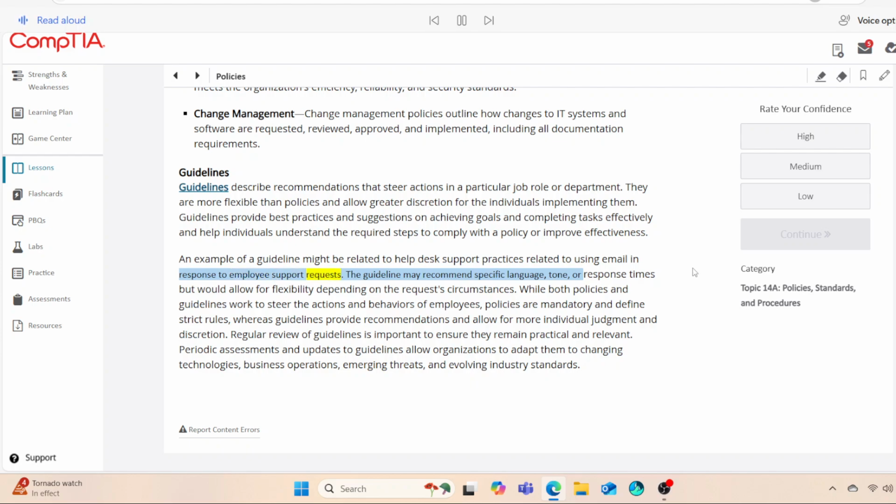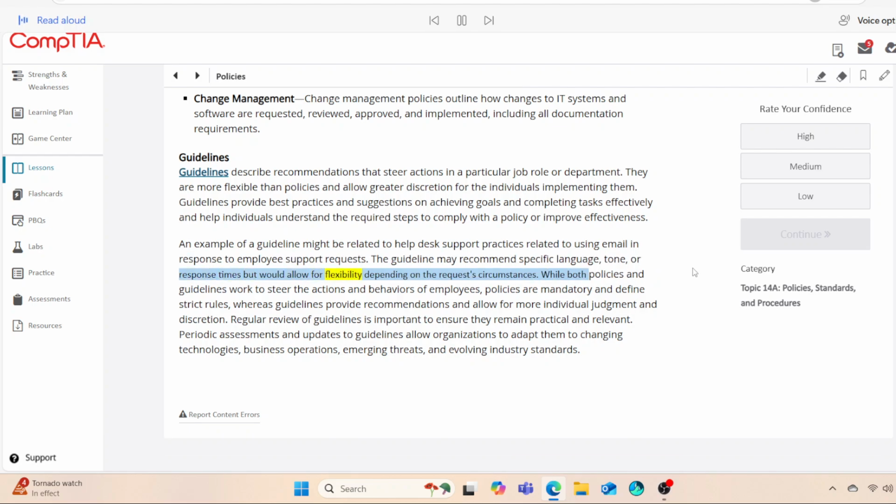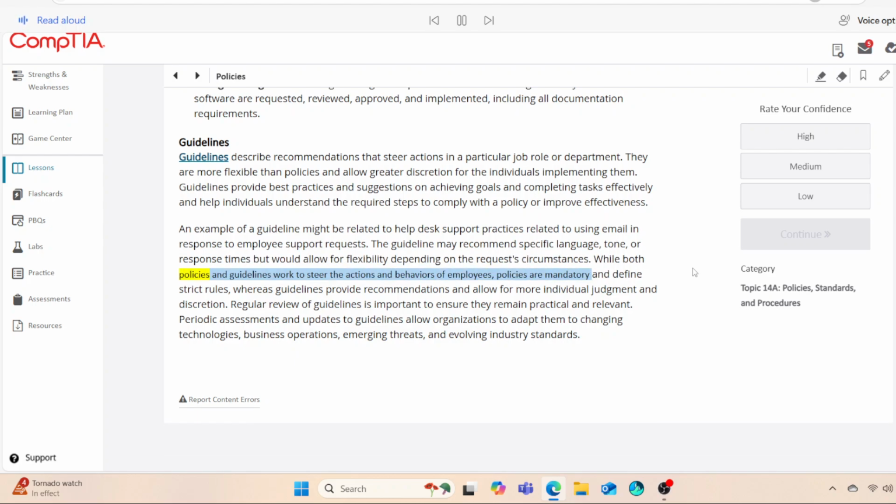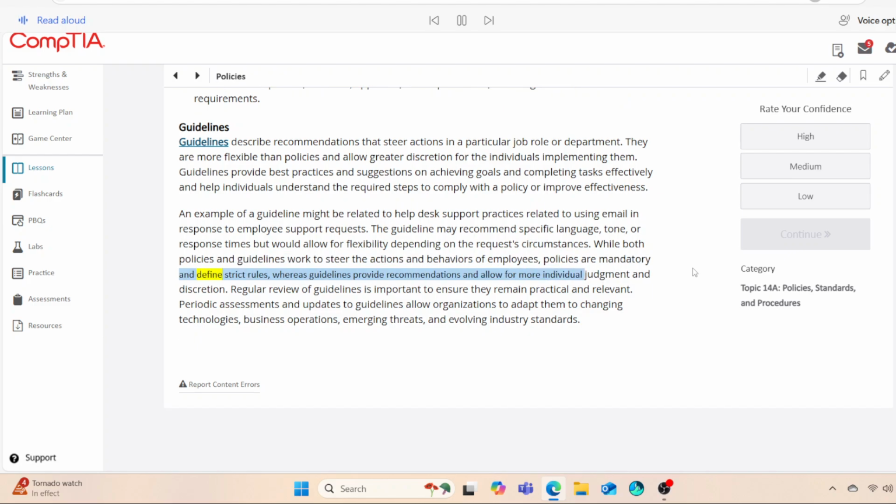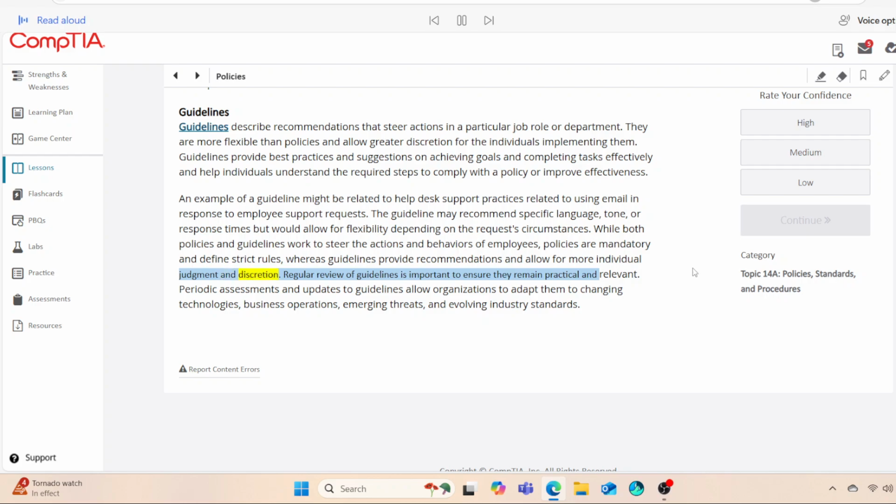An example of a guideline might be related to help desk support practices related to using email in response to employee support requests. The guideline may recommend specific language, tone, or response times but would allow for flexibility depending on the request's circumstances. While both policies and guidelines work to steer the actions and behaviors of employees, policies are mandatory and define strict rules, whereas guidelines provide recommendations and allow for more individual judgment and discretion.